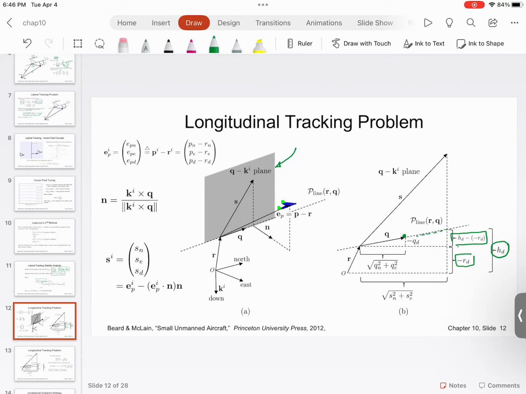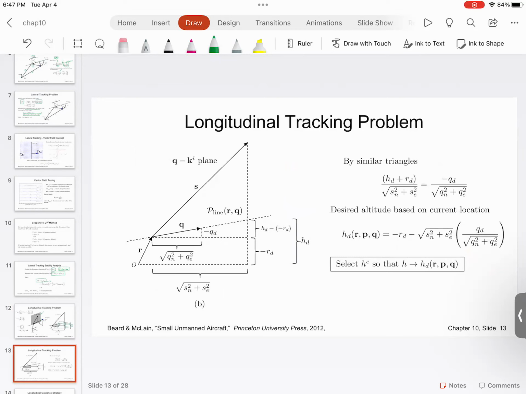So I need to relate two terms. I need to relate this term over here and this term. Again, I have to use the similarity of triangles and find the geometric relationship between the terms QD and HD. As you can see from similarity of triangles, I get this equation.